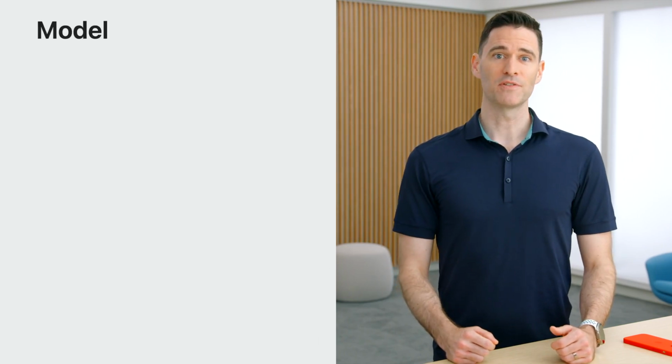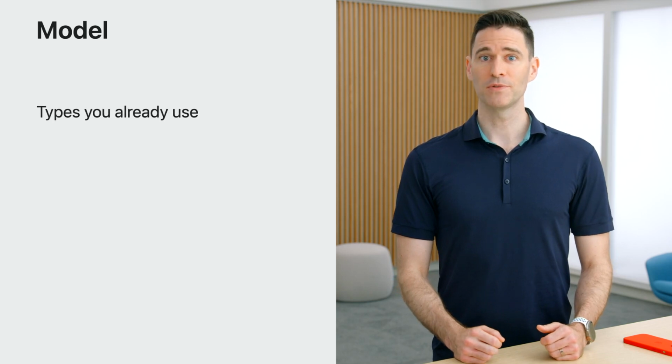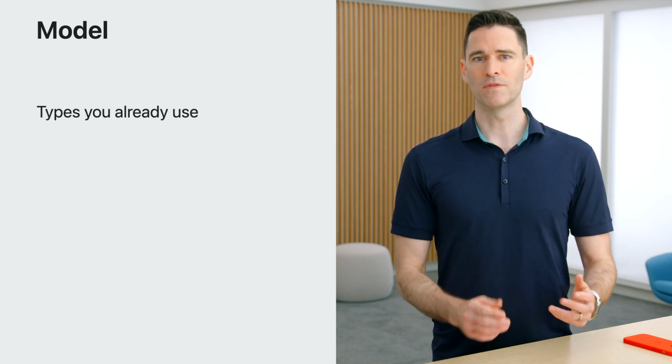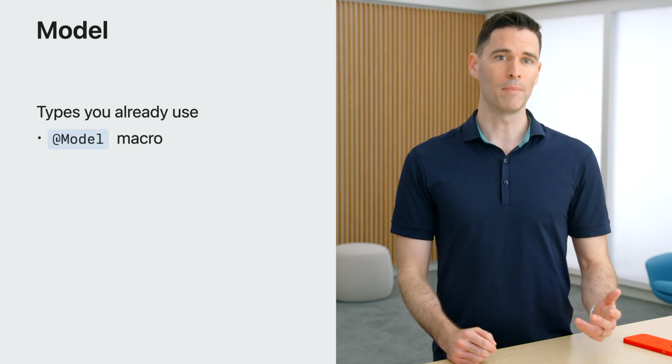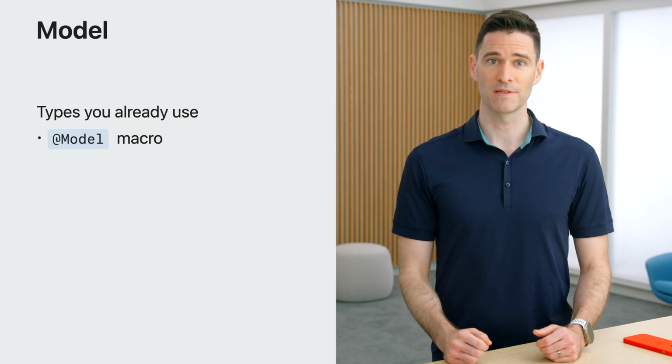SwiftData is a new way of persisting data in applications that use Swift. It's designed to work with the types you're already using in your code, like classes and structs. At the core of this concept is the model, described by a new macro, @model, which tells SwiftData about the types you want to persist.